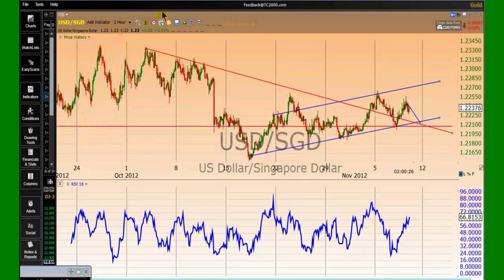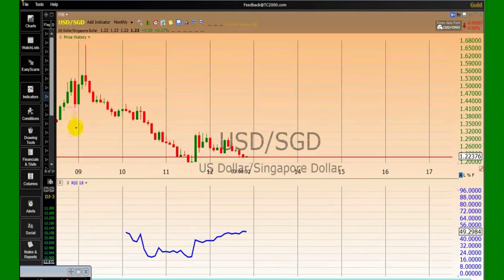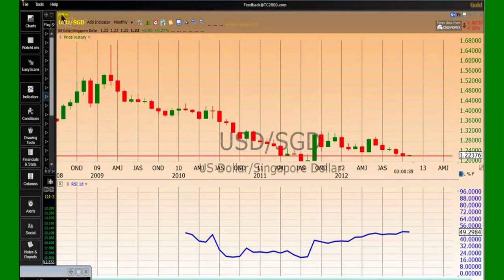Now, the next step. The market is not all about technical, it's also fundamental. We are talking about the US dollar, comparing the US dollar to the Singapore dollar. We are comparing the US economy to the Singapore economy. That's what we are doing here.